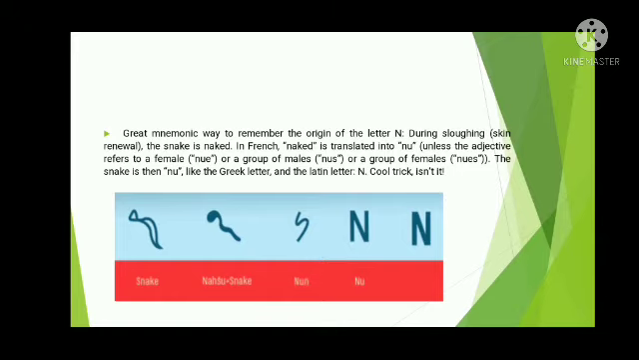Next, for the evolution of letter N. So, a great mnemonic way to remember the origin of the letter N: the snake is naked. In French, naked is translated as nu, unless the adjective refers to a female, nue, or a group of males, nus, or a group of females, nues. The snake is then nu, like the Greek letter and the Latin letter N. Cool trick, isn't it?